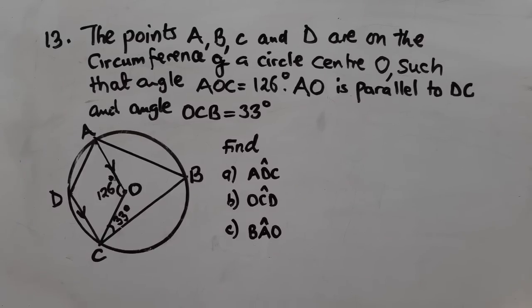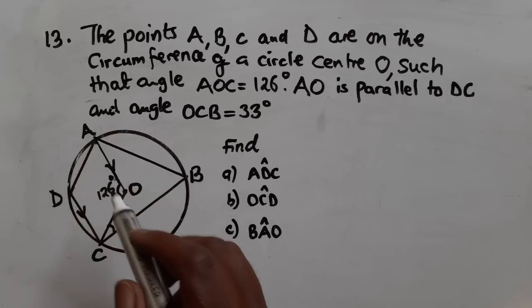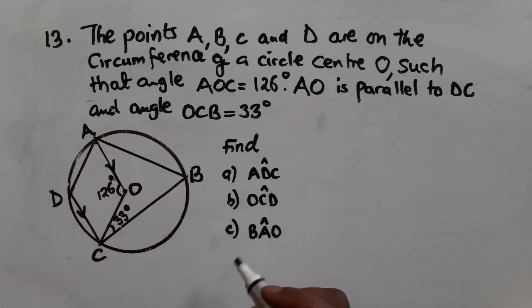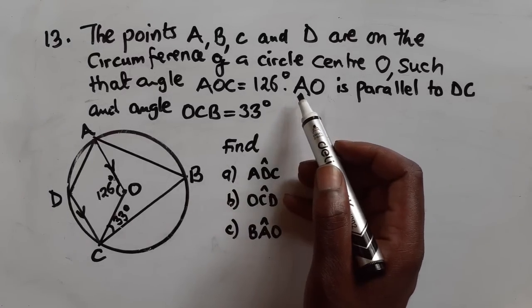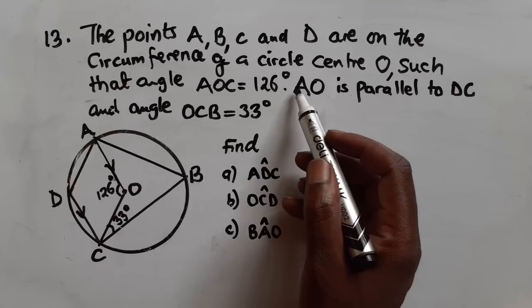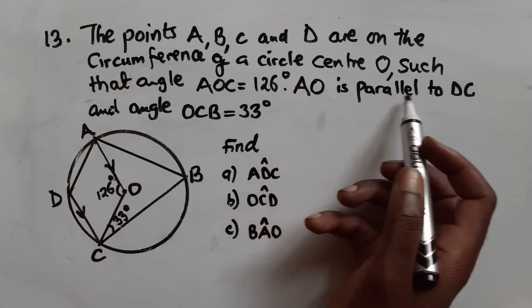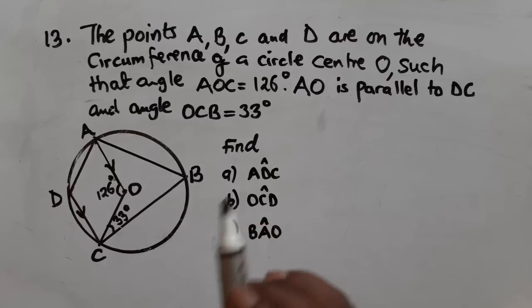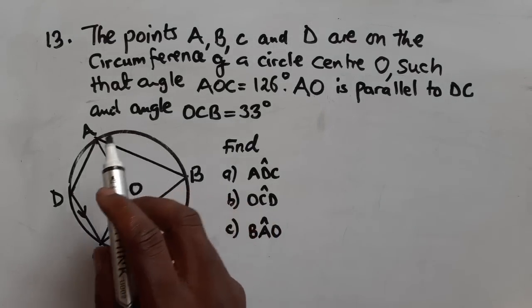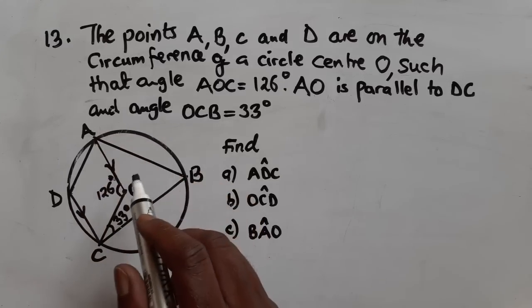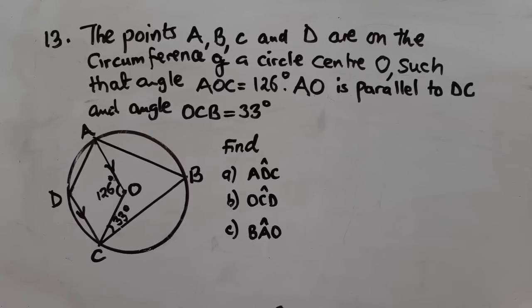Question 13. The points A, B, C, and D are on the circumference of a circle center O, such that angle AOC is 126 degrees, and this is very important here, AO is parallel to DC. Very important. AO is parallel to DC, and angle OCB is 23.